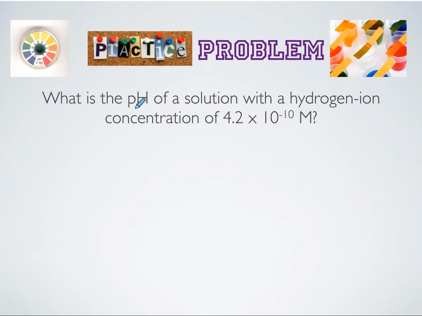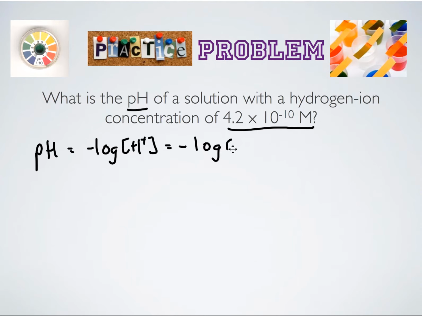Alright, for our first sample problem here, we're trying to find the pH, and we are given the hydrogen ion concentration, or H+. So we know that pH is equal to the negative log of H+. So at this point, we could just plug into our calculator the log of 4.2 times 10 to the negative 10th power. And when we do that, we end up with a negative answer. We end up with negative 9.4 for this. And then we have another negative sign here, so they cancel out. So this ends up being a pH of 9.4.